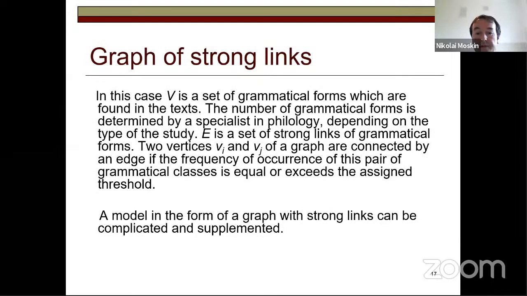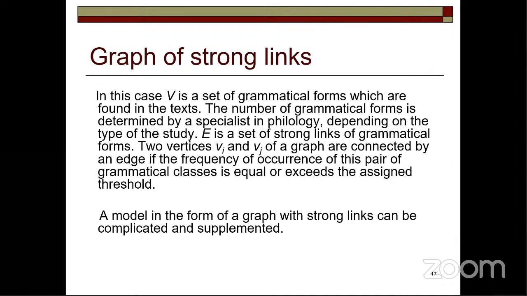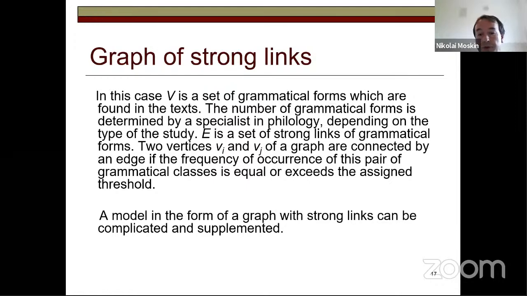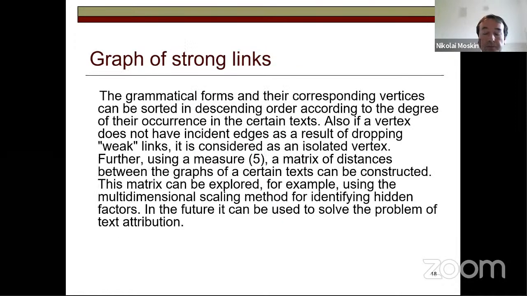Two vertices Vi and Vj of a graph are connected by an edge if the frequency of occurrence of this pair of grammatical classes is equal to or exceeds the assigned threshold. A model in the form of a graph with strong links can also be complicated and supplemented. The grammatical forms and their corresponding vertices can be sorted in descending order according to the degree of their occurrence in the certain text. Also, if a vertex does not have incident edges as a result of dropping weak links, it is considered an isolated vertex.